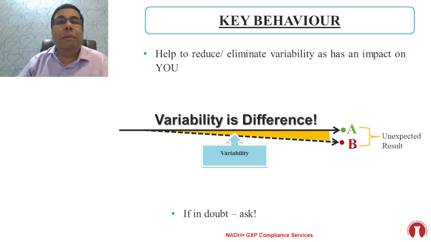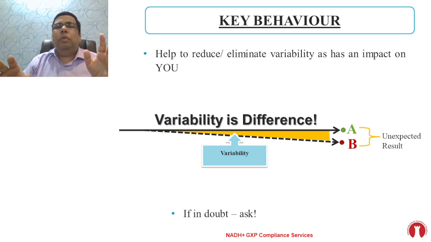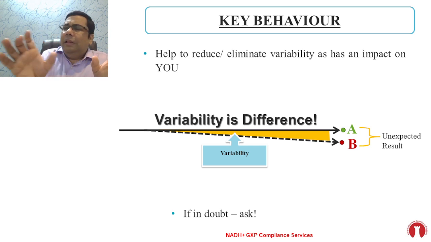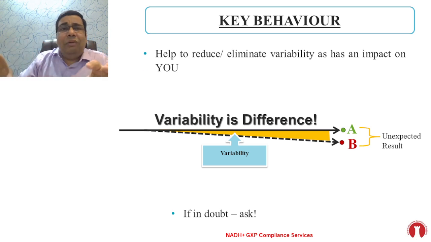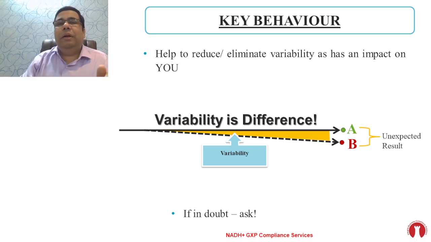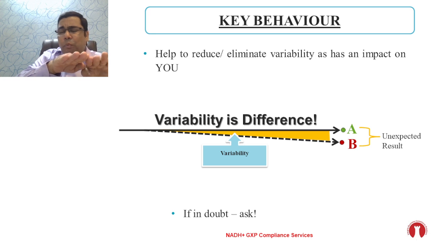Now the point is, variability means what? What is meant by variability? So very simply, in easy language, variability is nothing but deviation. Difference means deviation, what we call it. So for example, I have given one example here. Suppose there is a process.